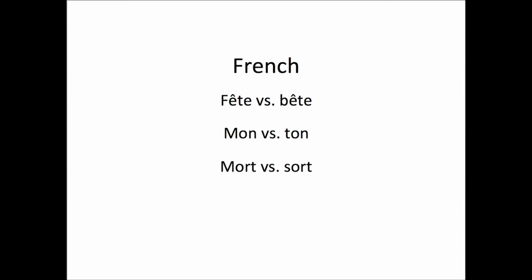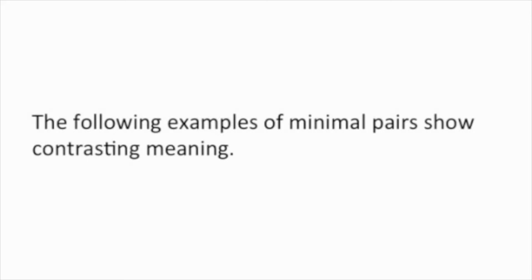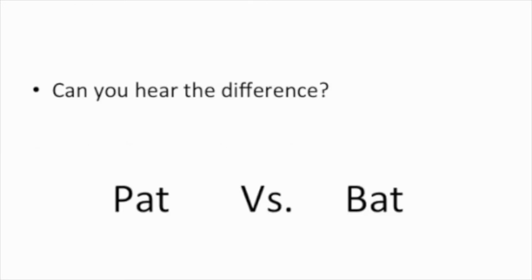As presented by these clips, we can see that minimal pairs are found in languages worldwide. Part 3. English minimal pairs to non-native speakers. The following example of the words pat and bat, which are minimal pairs, show a contrasting meaning with only one differing phoneme. Let's listen to both words and hear the difference. Pat, bat. Can you all hear the difference?